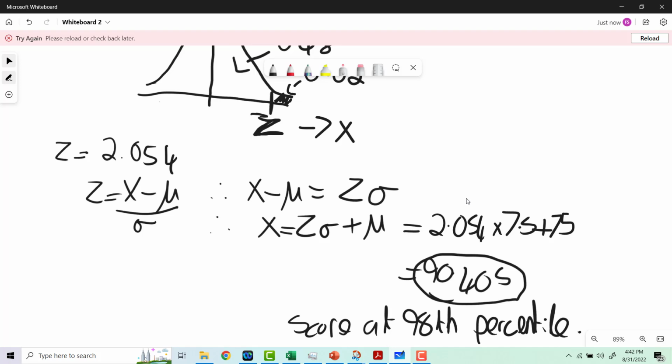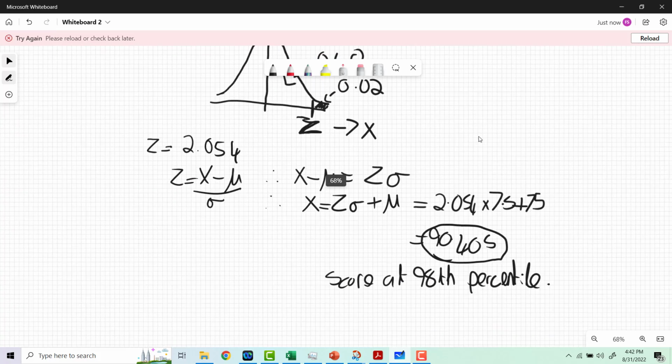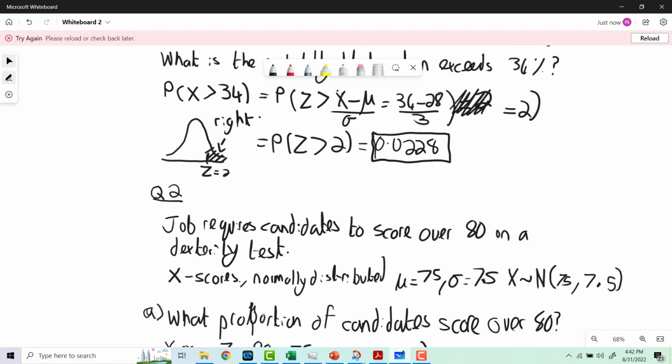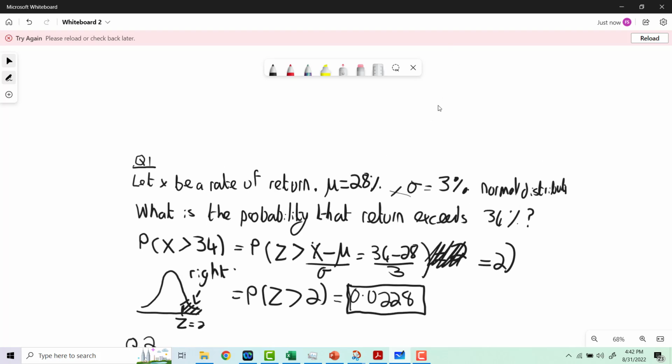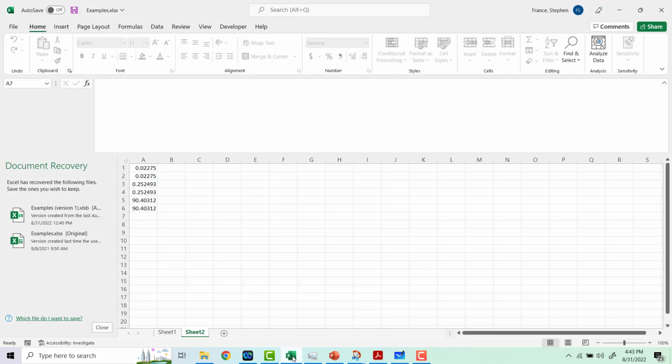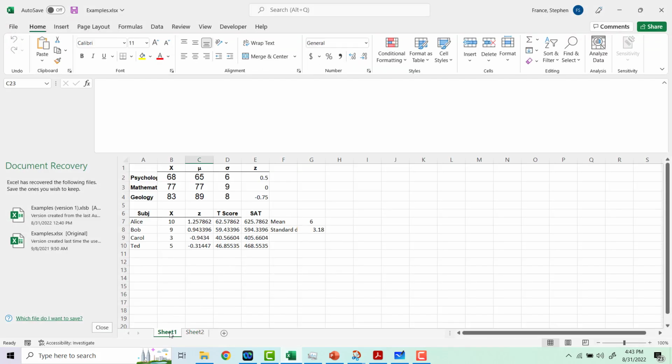Okay, that's using it with tables at the back of the book, but we can actually, let's go back all the way to our first example. No, we don't want to remove that. Q1. And you see here we had z greater or equal to 2, and we looked at the table. Now let's go to Microsoft Excel.